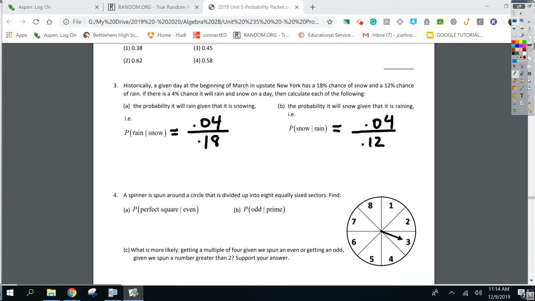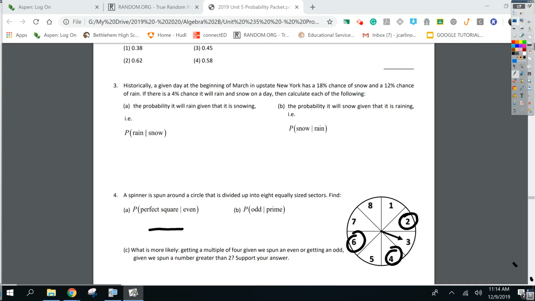Anything else while we're here? Yes? 4A. Perfect square given it's even. All right, so on the bottom should be what's already been given. Even. So I look at how many even numbers. Now, it's not going to be out of 8 anymore. It's going to be out of, how many evens do I have? 4, right? So now this is not out of 8, it's out of 4, because I already know it's even. Everybody good there? It's been given it's even.